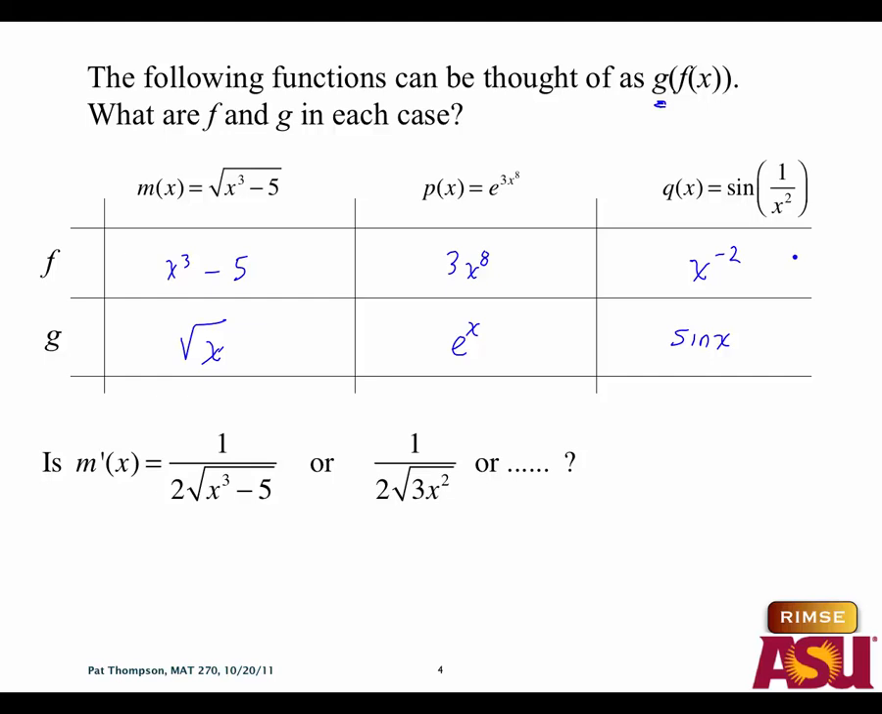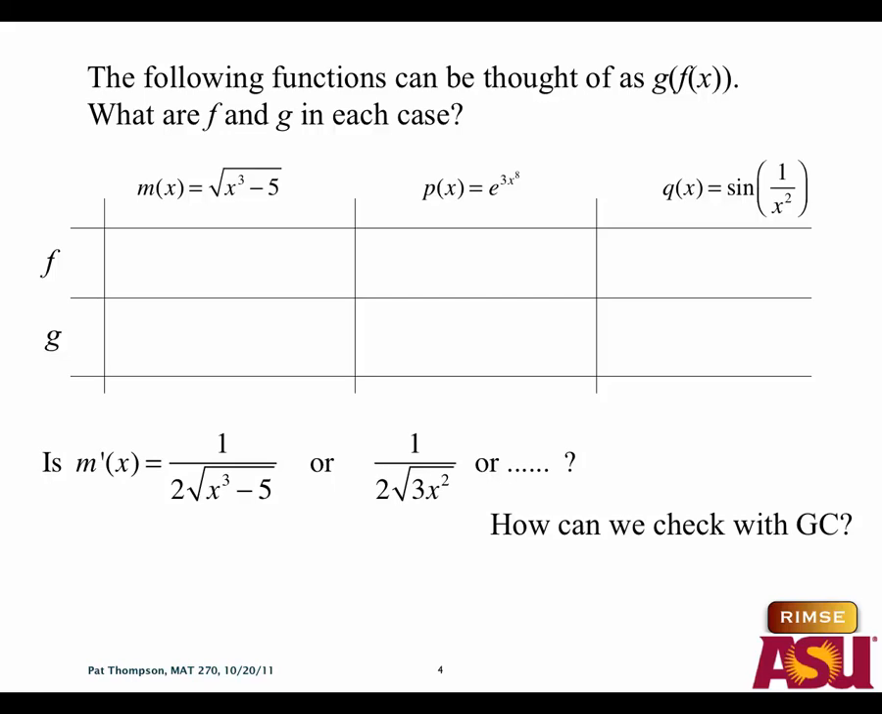So how can we use GC to find out? How can we use GC to find out if one of these is the rate of change of m, or maybe neither of them, it's something else? How could we use GC to find out? Okay, we could use graph.